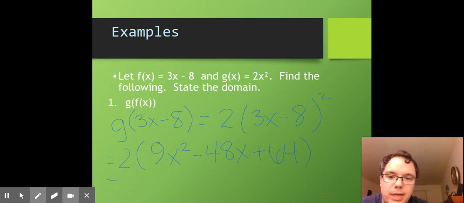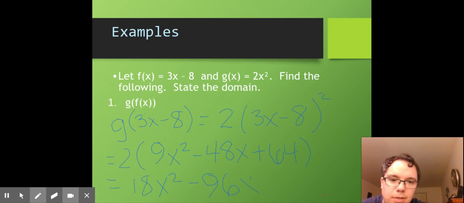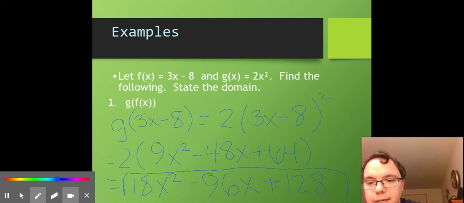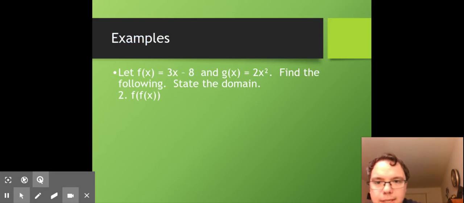So now if we distribute our 2, 2 times 9 is 18x squared. 2 times negative 48 is negative 96x. And 2 times 64 is 128. So there's no more like terms, there's no more distributing. So our answer for g of f of x is 18x squared minus 96x plus 128.